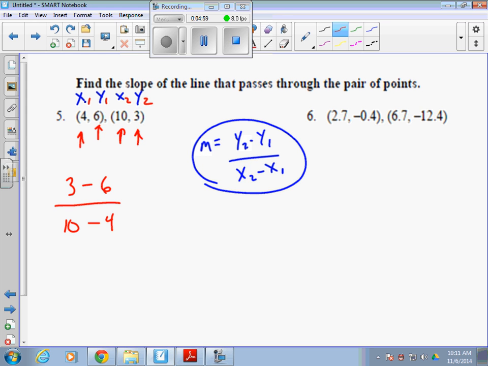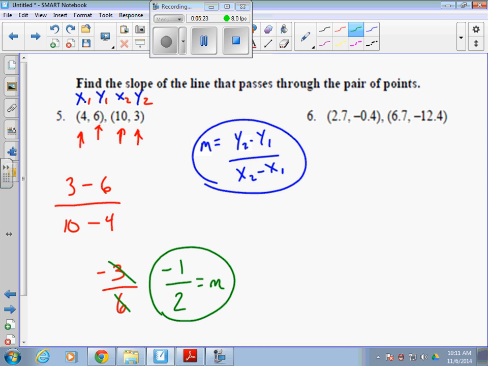3 minus 6, you have to subtract that. Think of a number line if you have to. 3 minus 6 is going to be negative 3. And 10 minus 4 is going to be 6. If you leave it like this, it's going to be wrong. You have to always simplify it. The number 3 goes into both of these. It goes into this one negative 1 time. And it goes into this one 2 times. So the slope for that one is negative 1/2.